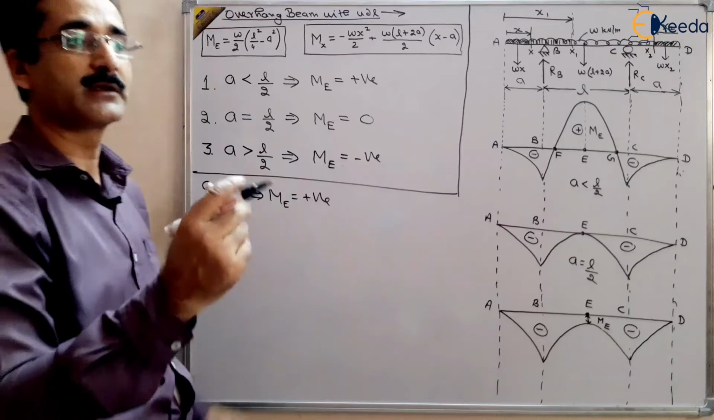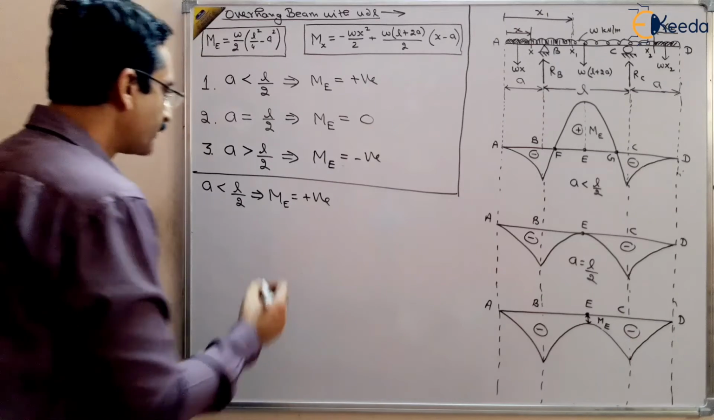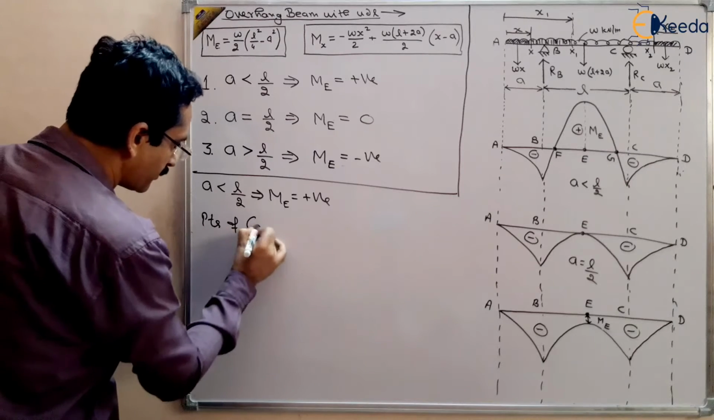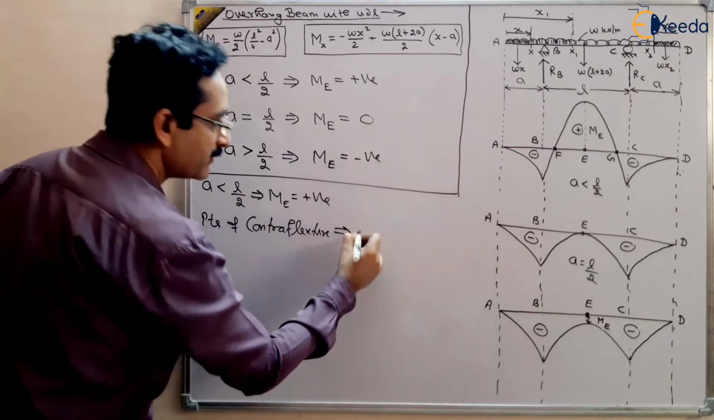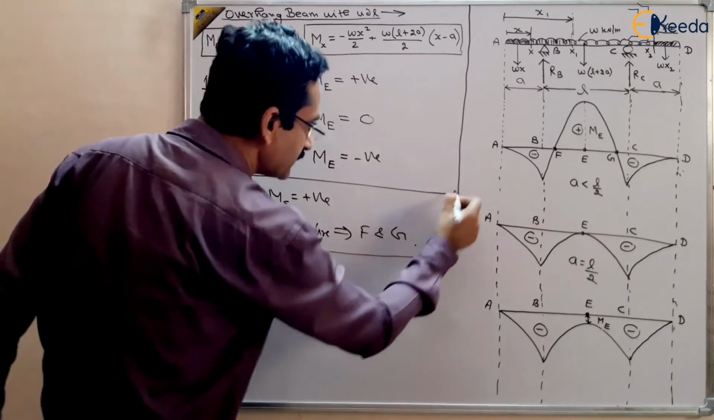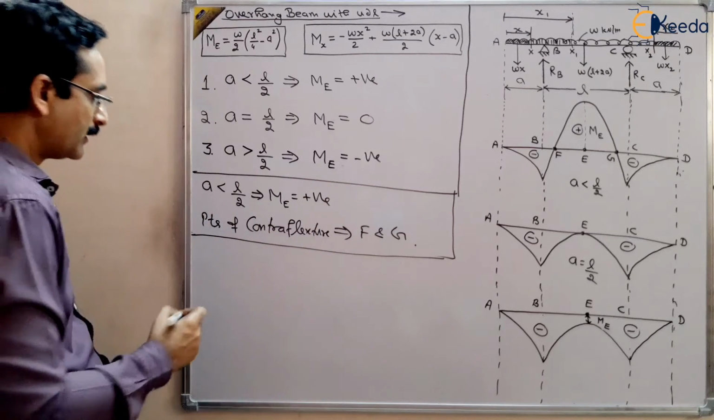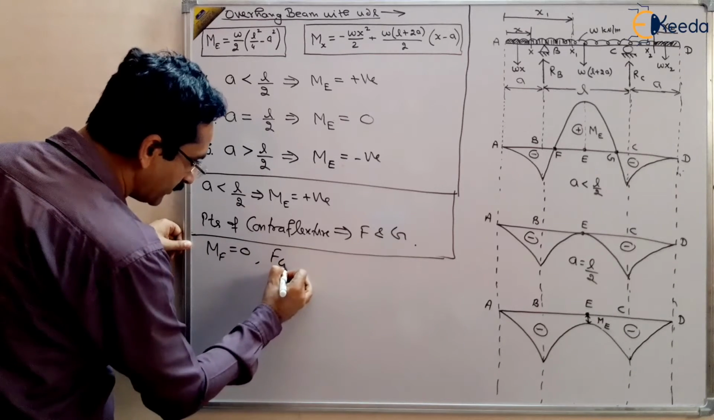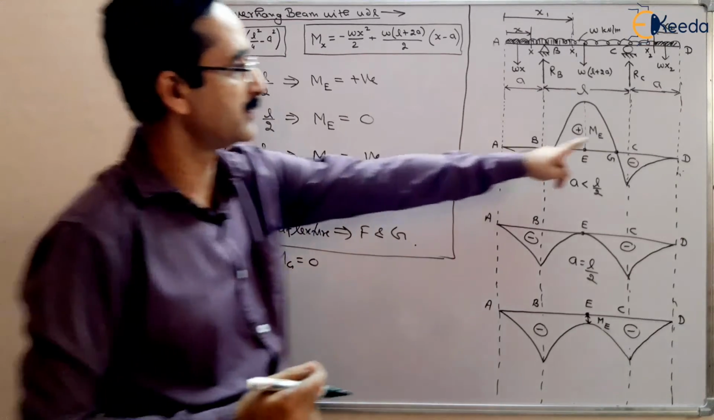You know that points of contraflexure are those points where bending moment changes sign from positive to negative or negative to positive, right? So where ME was positive, here there are points of contraflexure. What are those points here? F and G. And how to find out these points of contraflexure? You know that bending moment at F and bending moment at G is equal to 0.